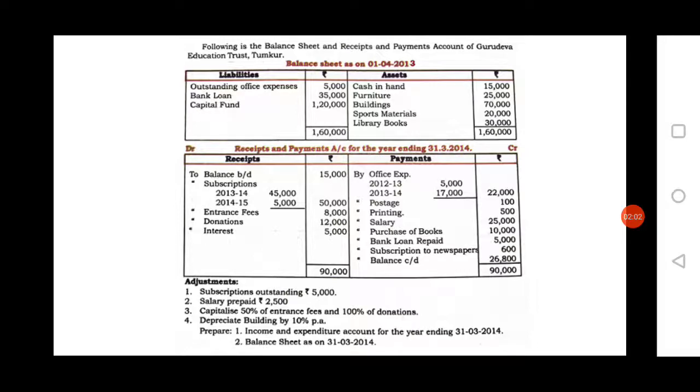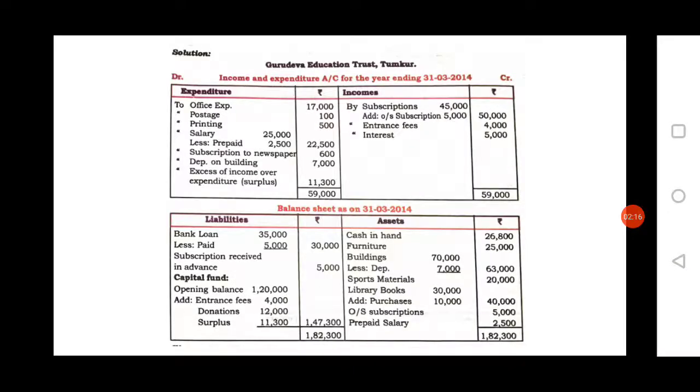Here in the adjustment they have given salary prepaid of rupees 2,500. Salary prepaid means advance paid, next year's salary paid in the current year. Therefore in the expenditure side, first you have to write to salary 25,000 less prepaid or advance paid 2,500, then in the outer column you will get 22,500. Only the current year's outstanding you have to add. Advance paid or prepaid you have to deduct, or if last year's anything outstanding is there, then you have to deduct. You have to add only the current year's outstanding.